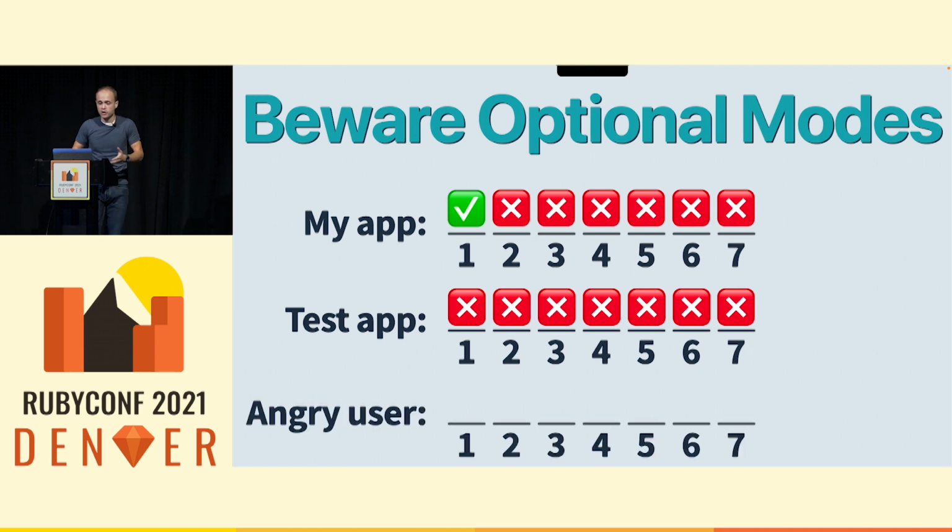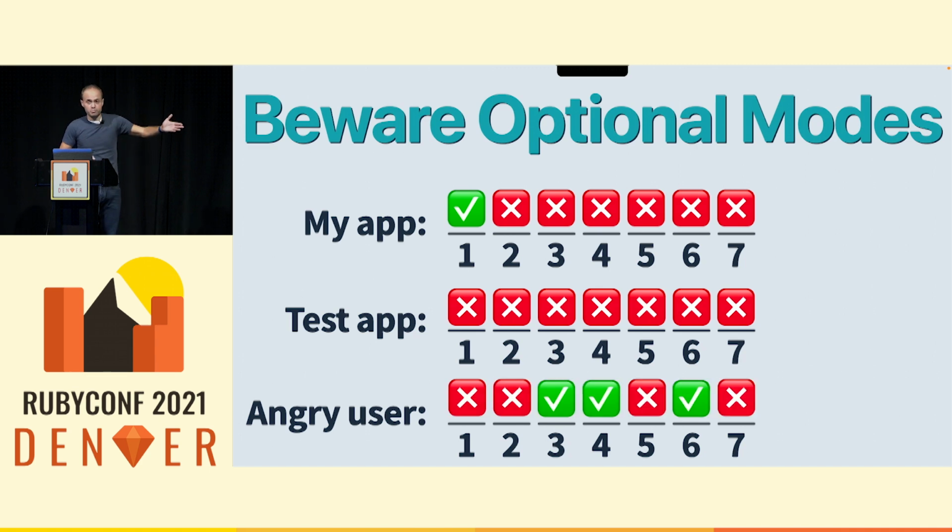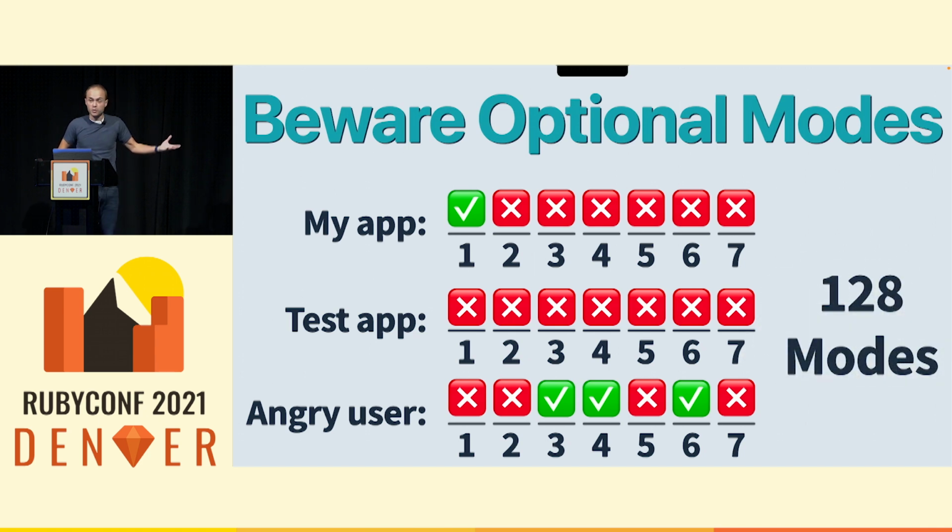But if somebody's angry about a particular issue and opens a new bug request, maybe they've got these 3 flags turned on and they're interacting in some way that I didn't anticipate and didn't test for, because it's a combinatorial math problem. If you've got 7 optional modes and they can all interact with each other, that's 2 to the 7th power, or 128 different configurations of your gem. You've got to test all those if you want it to work.